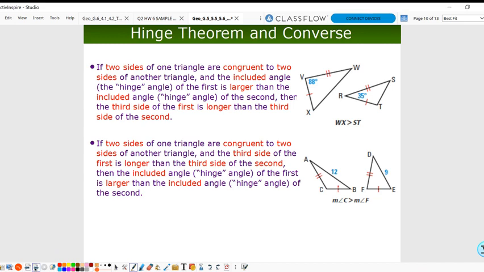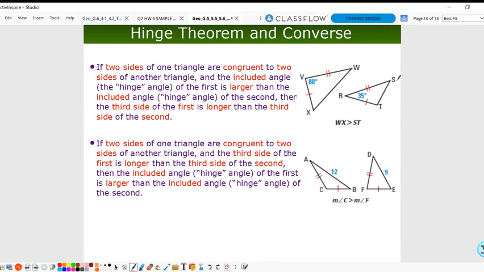We also have something called the hinge theorem and its converse. If two sides of one triangle are congruent to two sides of another triangle, and the included angle of the first is larger than the included angle of the second, then the third side of the first is longer than the third side of the second.